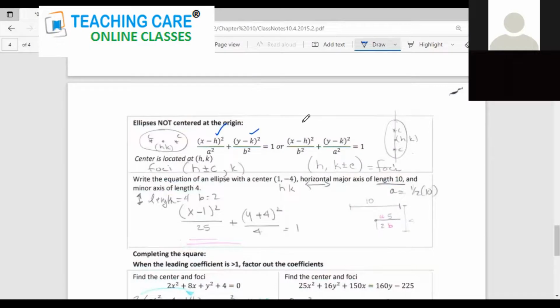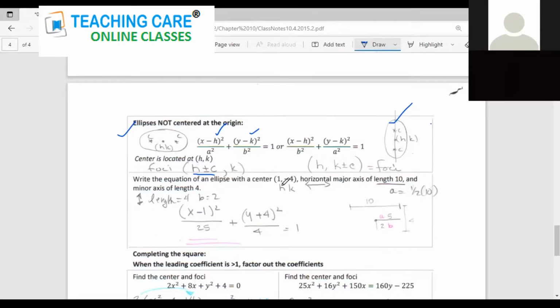Got it? If the foci here for this one, it would be h plus or minus c comma k, and for this one it is h comma k plus or minus c. The other way too, because this is for the horizontal and this is for the vertical. Okay, got it? Fine.